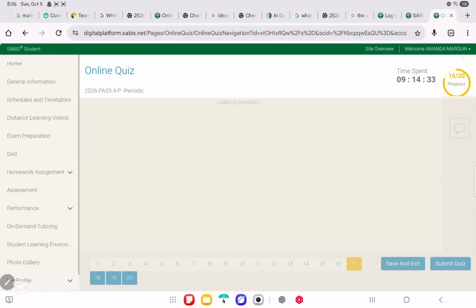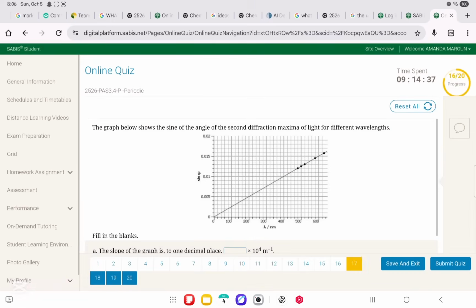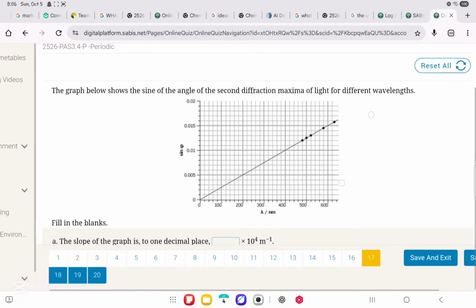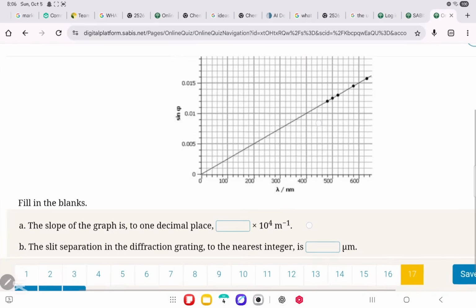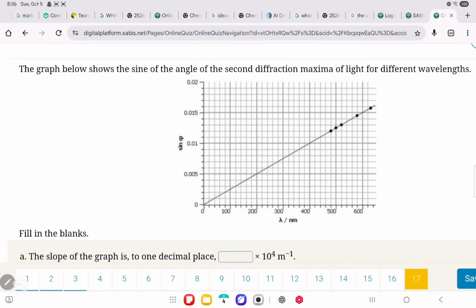We'll now move on to question number 17. What does it say in question number 17? The graph below shows the sine of the angle of diffraction of the second diffraction maxima. That means m is what? m is 2. Okay, of light for different wavelengths. They want us to find the slope of the graph. Again, it's rise over run. You can choose any two values. For example, this point over here, 0.015 and 600.